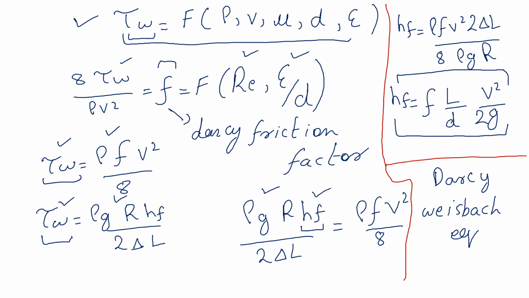These are the major head losses, as we already discussed. So this is an equation for the major head loss inside the pipes, and it can be used again for both laminar and turbulent flow, and it is also called the Darcy-Weisbach equation.